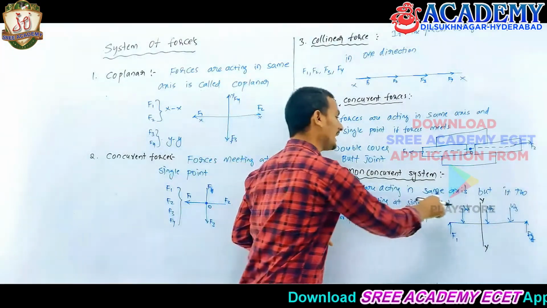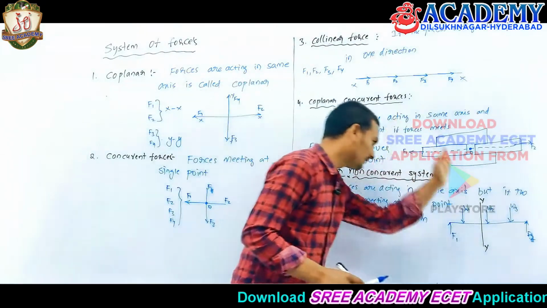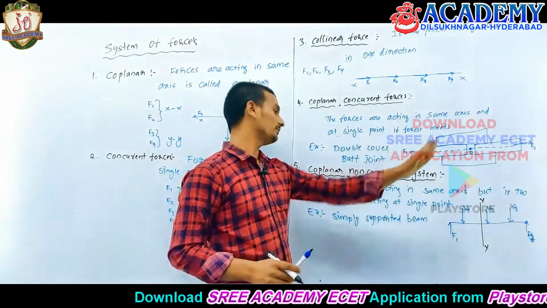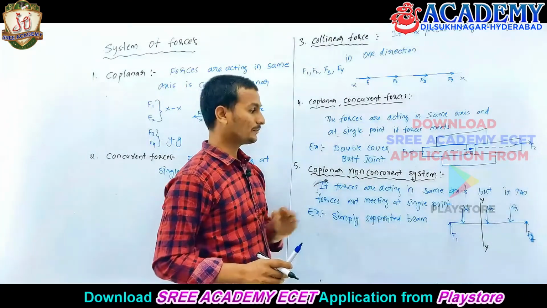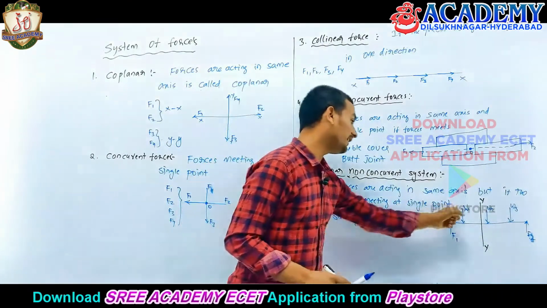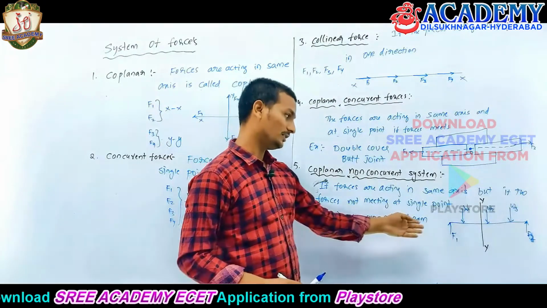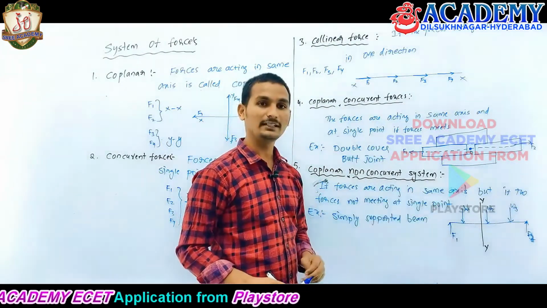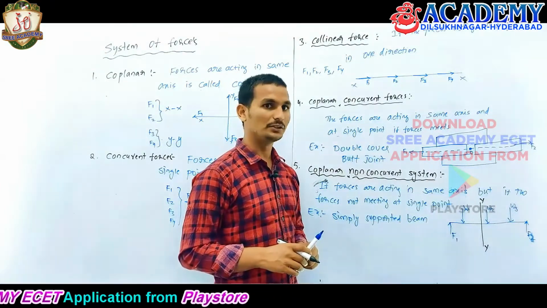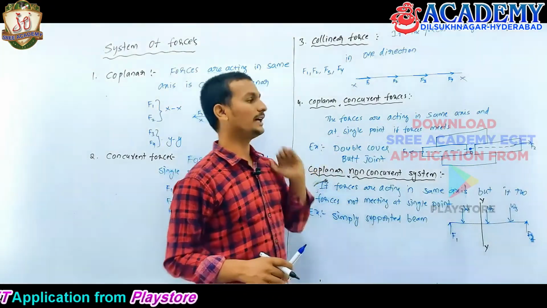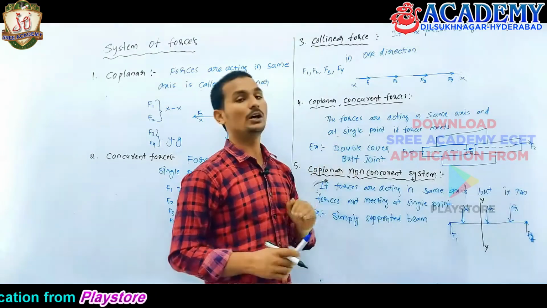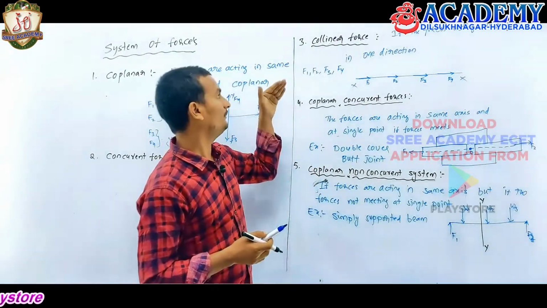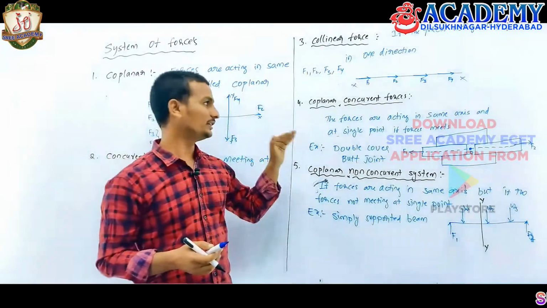If the forces are acting in the same axis, yes, all the forces W1, W2, W3, F1 and F2 are acting in the same axis, but not meeting at a single point. Are the forces F1, F2, W1, W2, W3 meeting at a single point? No. That is, we call it a coplanar non-concurrent system. Right. So these are the things, and two more are there.